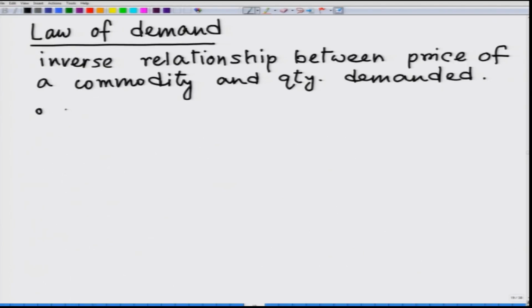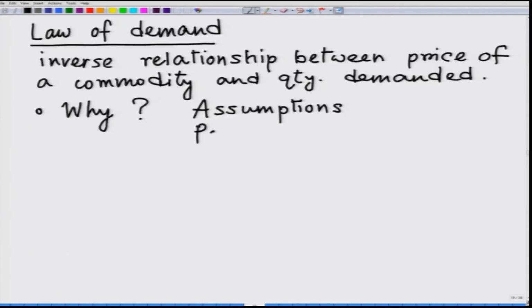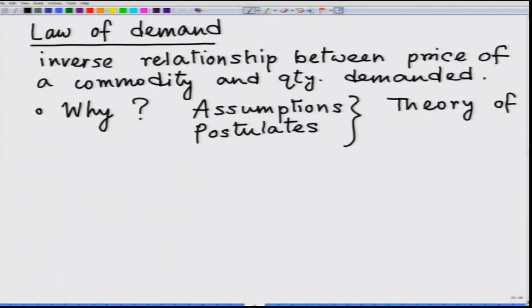The question is why, and then we will see that to answer this particular question we need some assumptions and postulates which will together build what is called the theory of consumer behavior.